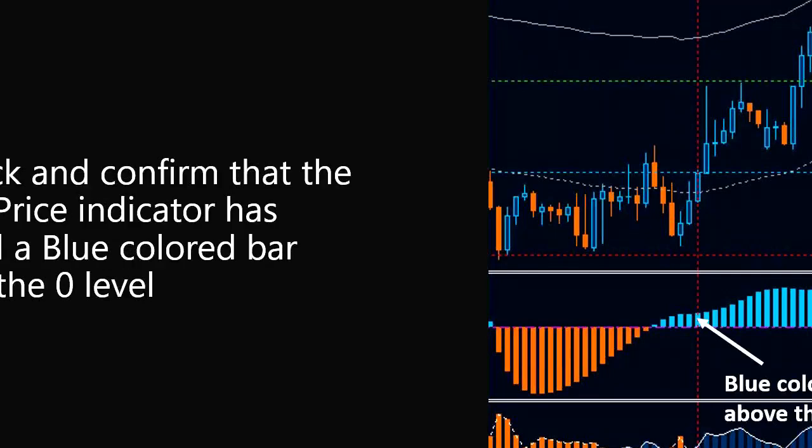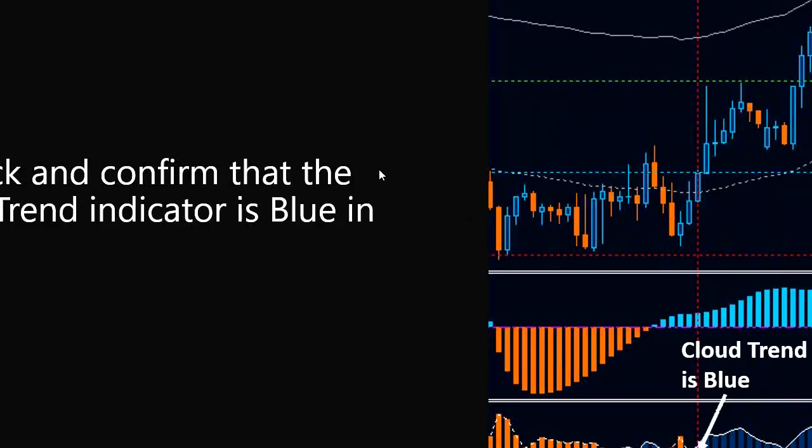Next, we want to check and confirm that the cloud price indicator has formed a blue colored bar above the zero level. As you'll see in the image, at that point with the vertical red line, I've just used that to highlight the actual entry candle, you can see that the cloud price indicator had a blue colored bar above the zero level. Next, we want to check and confirm that the cloud trend indicator is blue in color. So the bottom indicator, the cloud trend indicator, as you'll see on the image, is also at that point blue.